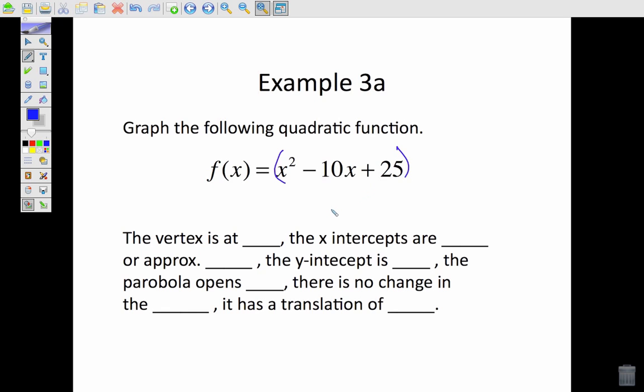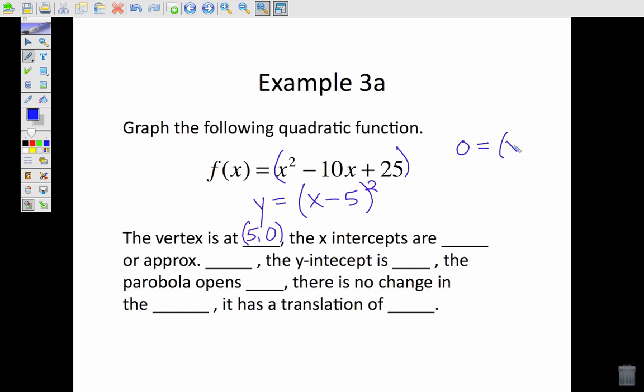Example 3a, graph the following quadratic function. Now this one here, this trinomial is something that can be factored, and when I do factor it, I get x minus 5 twice, that's (x minus 5) to the second. So this is in vertex form. So factor this, my vertex is (5, 0).